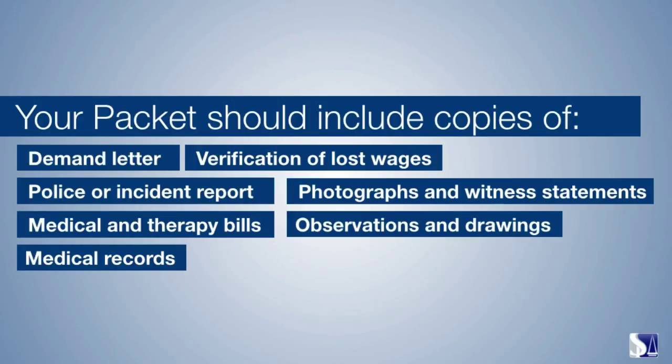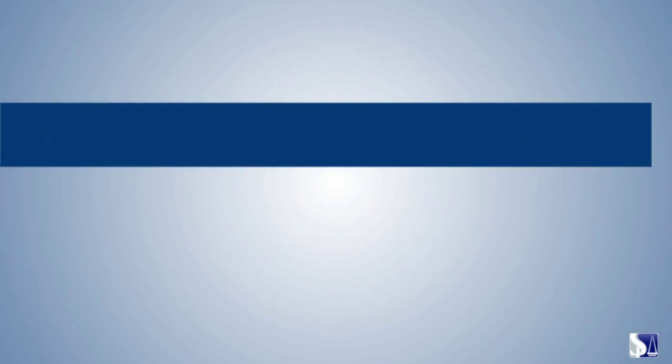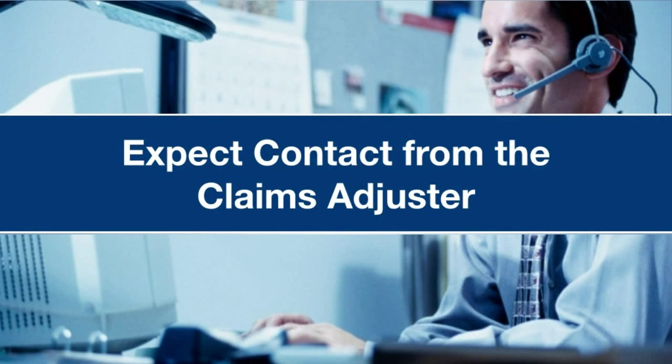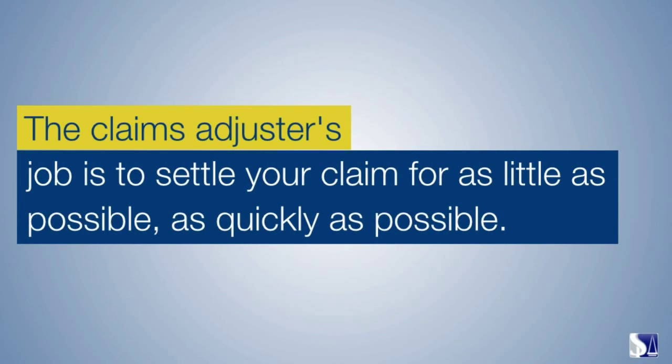Now, what happens once you turn in your packet? You should expect contact from the claims adjuster. The claims adjuster's job is to settle your claim for as little as possible, as quickly as possible. She'll be looking for any gaps and unsupported statements that show weakness in your case. The more she can find, the smaller her settlement offer will be.